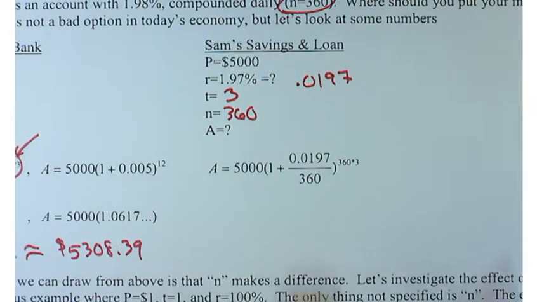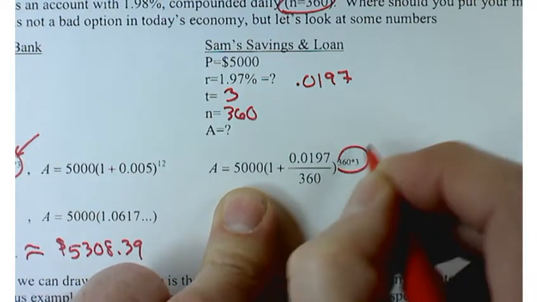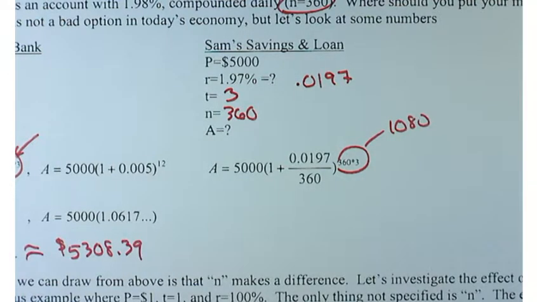So are you going to get more than we did at Jackie's Junk Bond Bank? Well, let's find out. Here it is. Try and put it in. If you need to, you can do this separately. 3 times 360 is 1080.